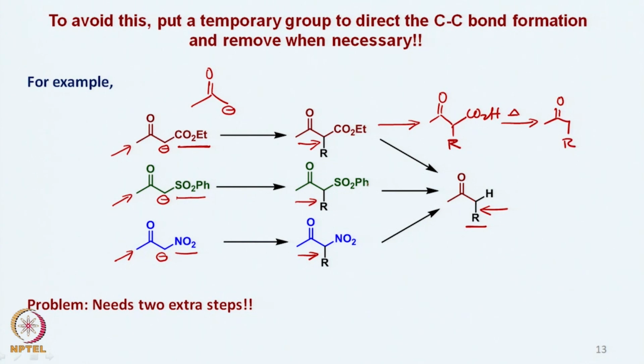Likewise, we can use Raney nickel to do this, or aluminum amalgam or such kinds of reducing agents. We do it where the carbon-sulfur bond is broken, and similarly here you can use tributyltin hydride and AIBN, as we discussed earlier, to remove the nitro group and replace it with the corresponding hydrogen. So these are the various ways by which we can carry out the C-C bond formation in a directive manner, and then remove the group. But then these need two extra steps.